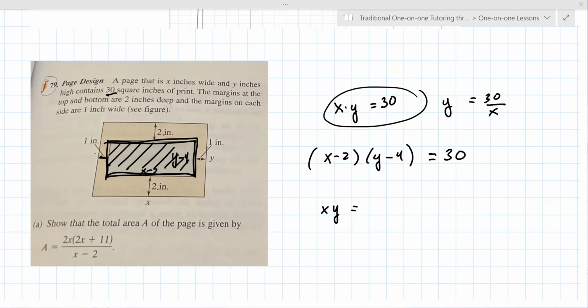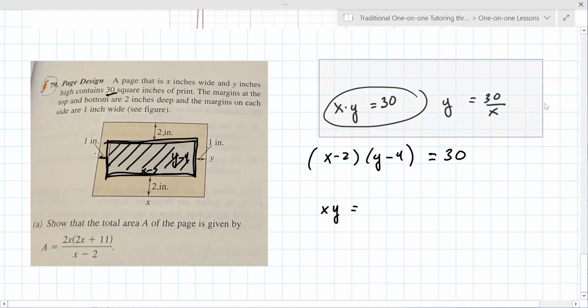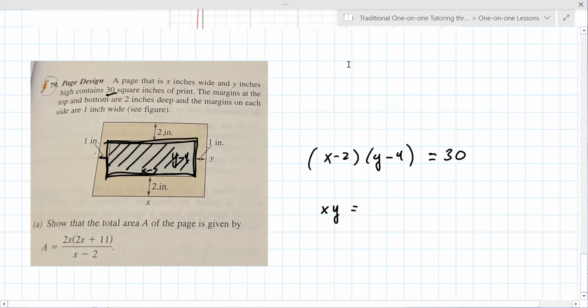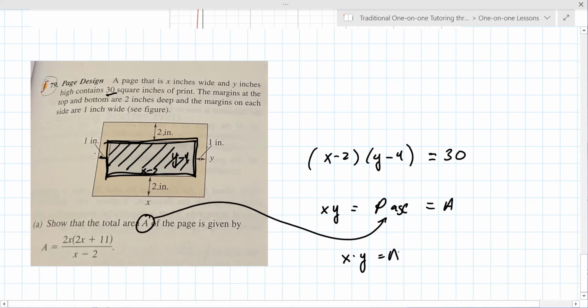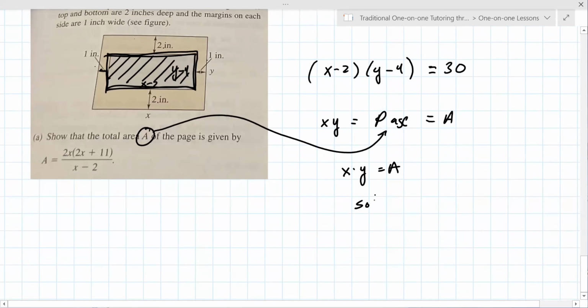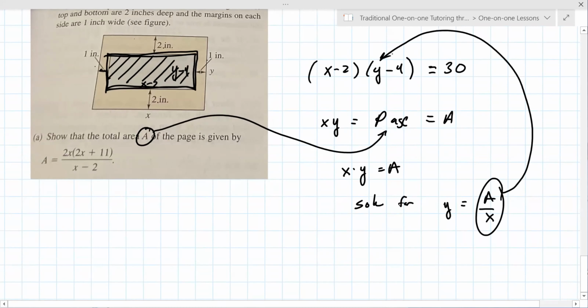Okay, so this is correct, right? This second line is correct, that when they say 30, they're referring to this inside box. And the page is X times Y. They're calling this total area A, which is the page. So X times Y equals A. They want you to solve for Y. Y is A over X, and then replace that in here like that.